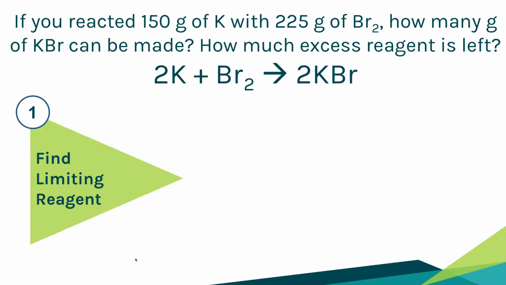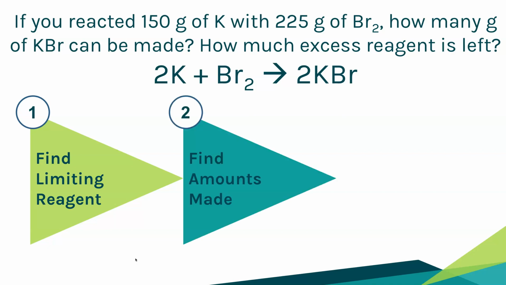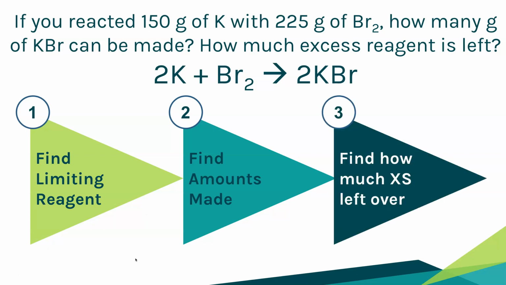So we want to figure out which one is limiting, because again, I have two amounts, both potassium and bromine have a value. I want to determine how much potassium bromide is made when the reaction is done, and I also want to figure out how much excess is going to be left over. So let's start off with number one and go through that process.